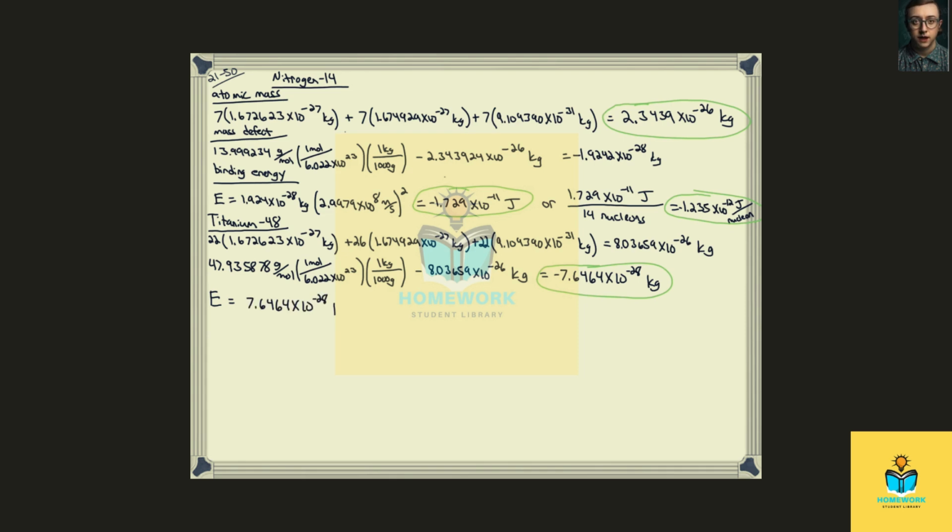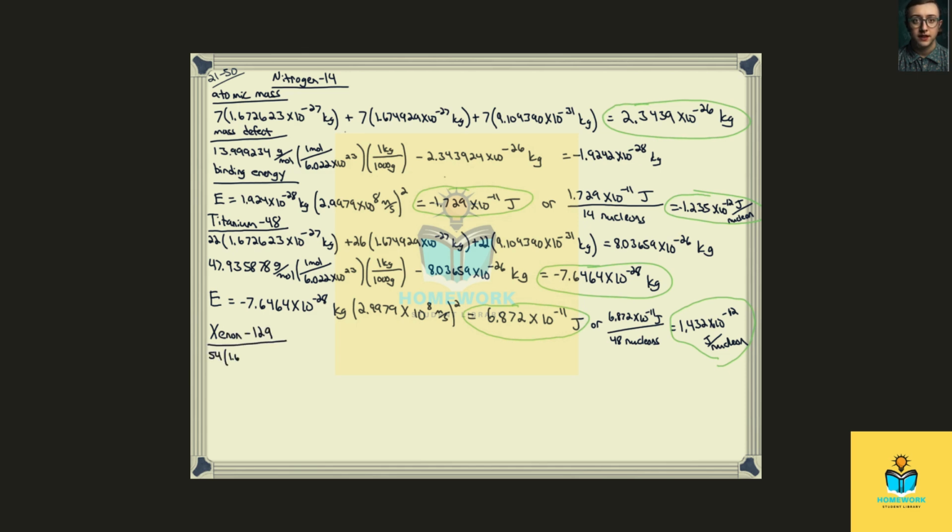If we then take this value and put it into the Einstein equation, E equals the mass defect multiplied by the speed of light squared, we'll get units of joules, 6.872 times 10 to the negative 11 joules. This is joules released per formation of one titanium-48 nuclide. If we want to determine the joules per nucleon, we'll divide that by the number of nucleons in titanium, which is its mass number, 48. And we'll get 1.432 times 10 to the negative 12 joules per nucleon.